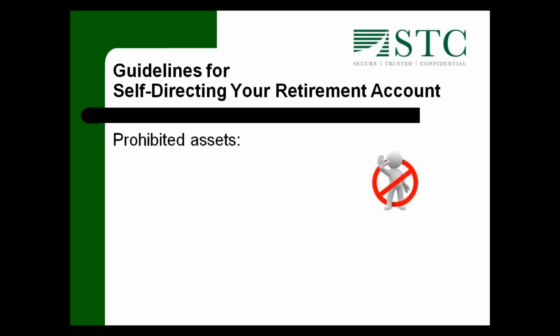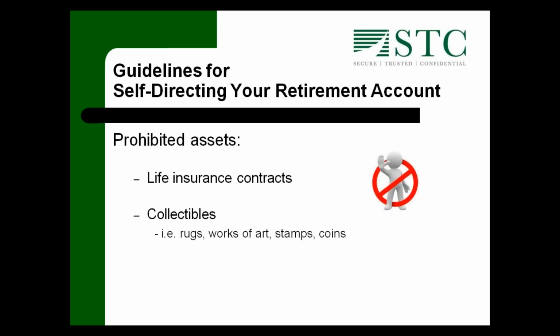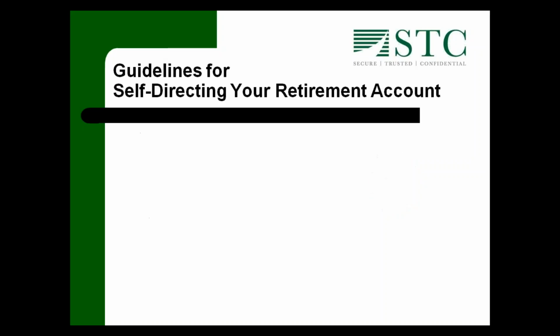Now, some additional guidelines. There are some assets that are prohibited that may not be owned in a retirement account. Number one, life insurance contracts. Number two, collectibles. Things like rugs, works of art, stamps, coin collections, anything that is collectible may not be owned in a retirement account.